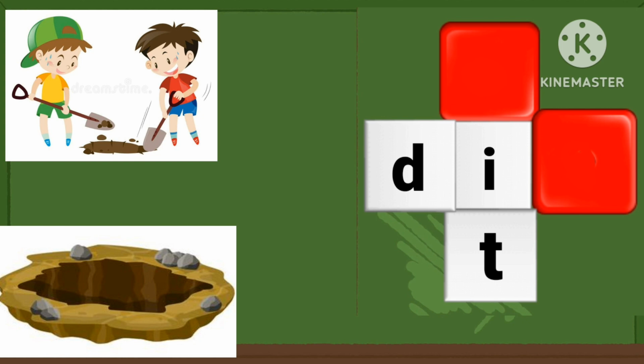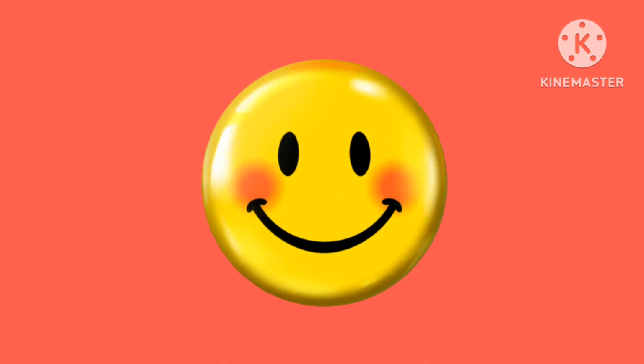Next, look at the pictures and guess the words. Dig, pit. Spell the words. D, I, G, dig. P-I-T, pit. Which letters are missing? P, G. Drop letter P for pit and G for dig. Excellent children, you have played it well.